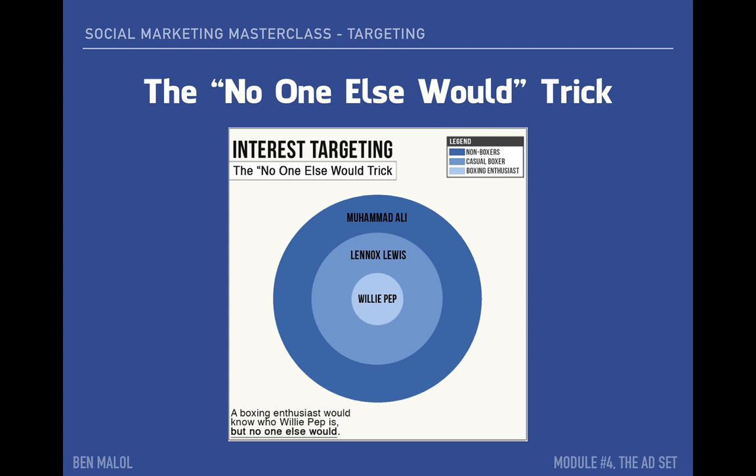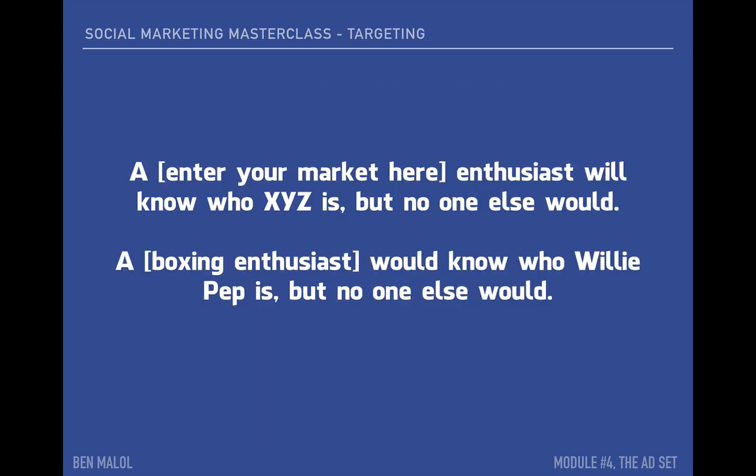And we have Lennox Lewis, which is a bit more targeted. It's a lot more targeted than Muhammad Ali. Not everybody knows who Lennox Lewis is. Probably you need to be interested in boxing to know who Lennox Lewis is. And then we have Willie Pep, which is only people that are really enthusiastic about boxing will know who Willie Pep is. No one else would know who Willie Pep is other than very enthusiastic boxers.